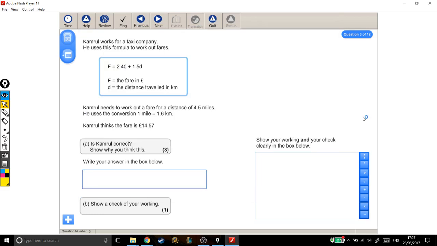Here we have a level 2 formula question. So if we just read through, Kamrul works for a taxi company. He uses this formula to work out fares. And this formula says you do £2.40 plus 1.5 times the distance travelled in kilometres.